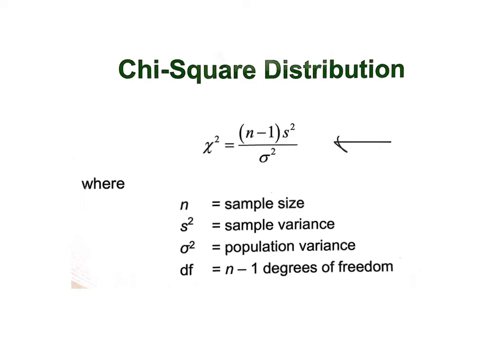The formula for chi-square, that's the symbol, by the way. It looks like an X, like a Greek X. That's chi-square. And it equals n minus 1, remember n is sample size, times s squared, which is sample standard deviation squared, which is sample variance. And in my denominator, I have population standard deviation squared, which is population variance. The n minus 1 is really degrees of freedom, which is sample size minus 1. So that's the formula for the chi-square distribution.